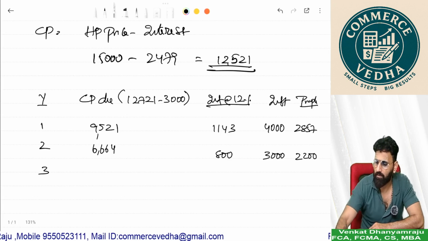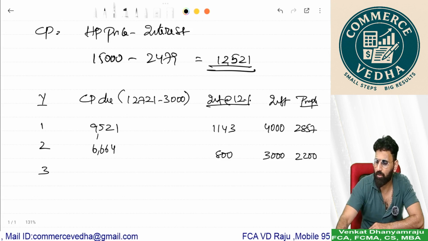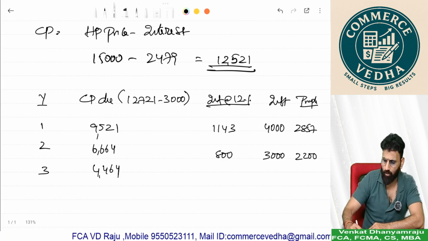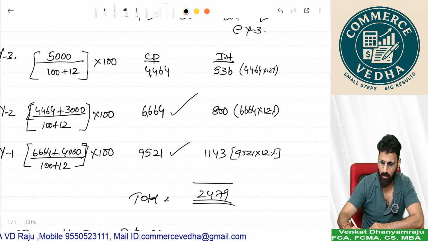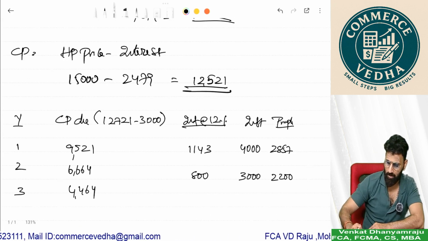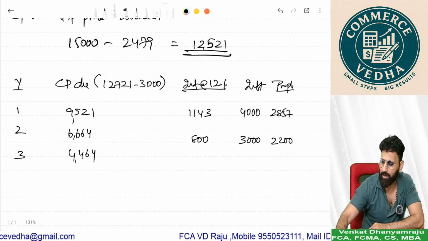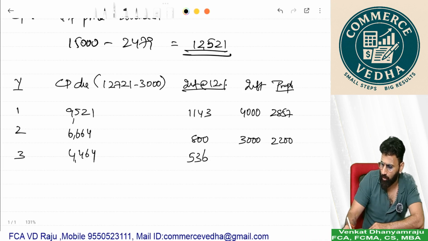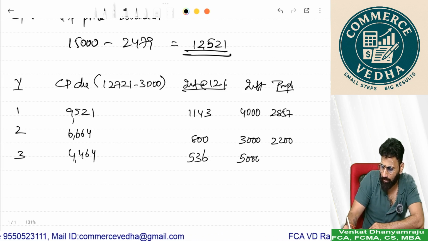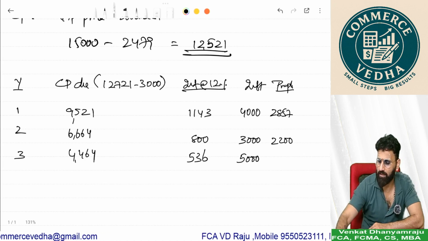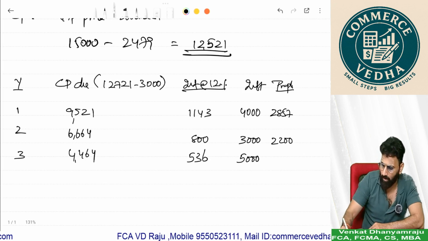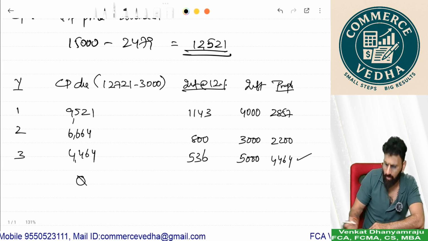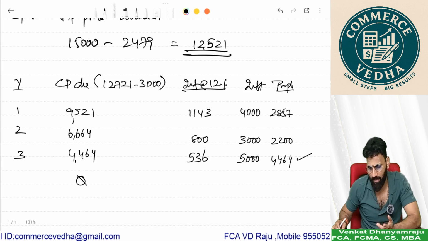Now third year, 6664 minus 2200, your principal is 4464. Go and see, principal is 4464. On that 12% is 536. And you paid how much in the third year? 5000. 5000 minus 536 is 4464. With this, your due is 0 at the beginning of fourth year or ending of third year.